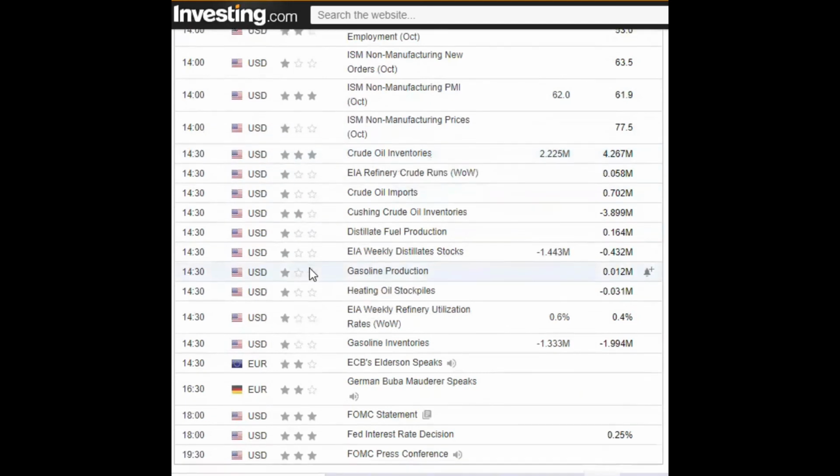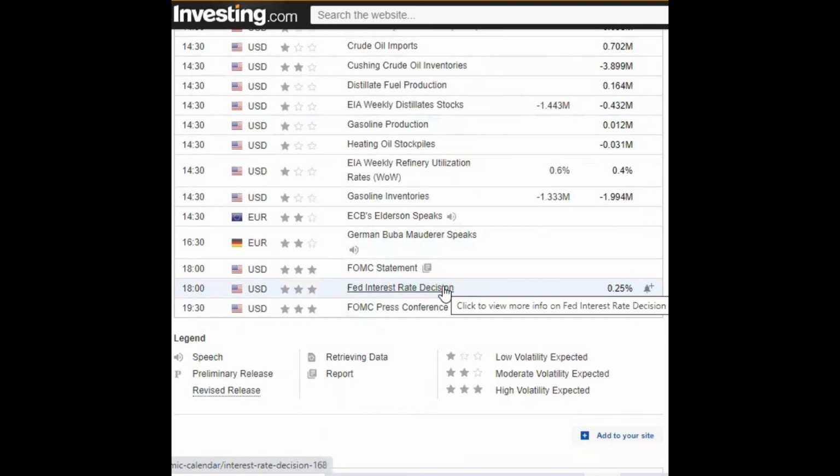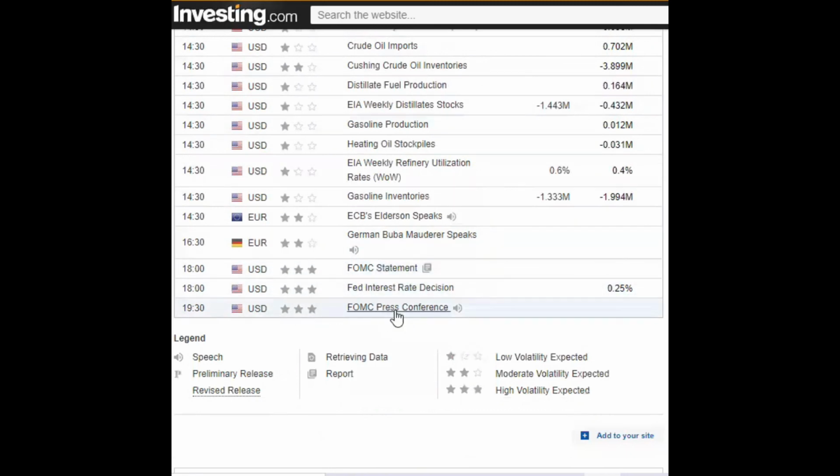And then later on at 6 o'clock GMT, this is the daddy of all news. We've got the Fed interest rate decision. This could move all of the currency pairs, not just the US. This will affect all currency pairs. So maybe don't be in a trade when this news comes out, or at least be very aware of it.